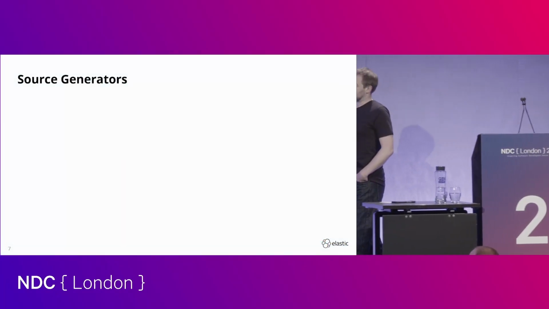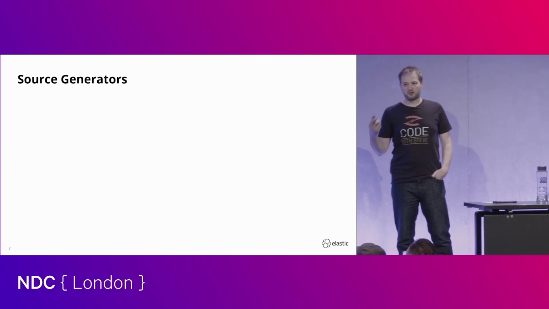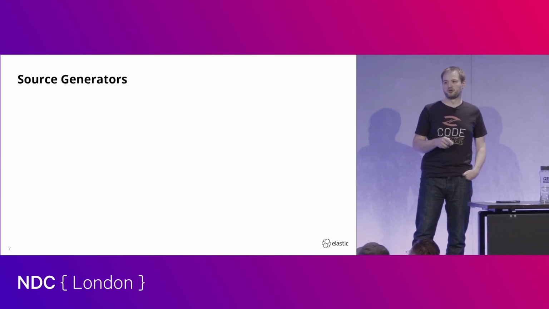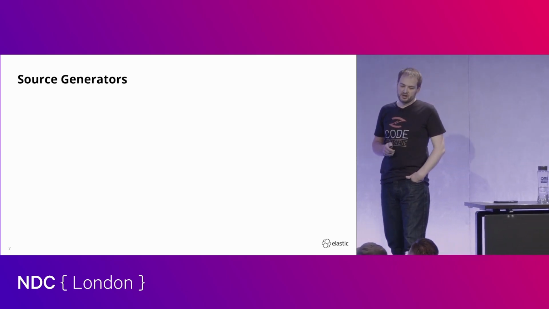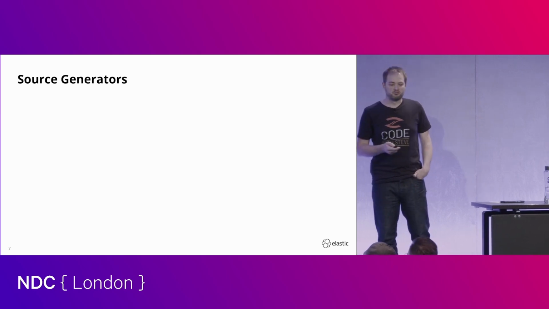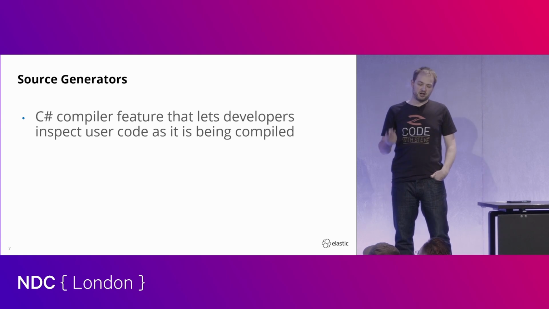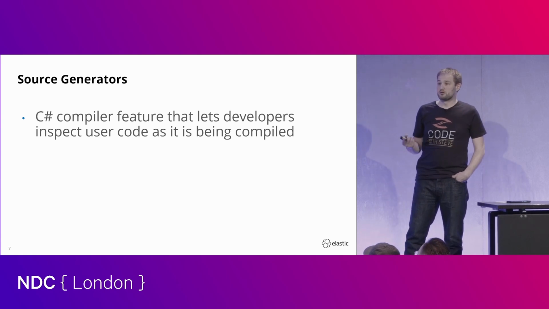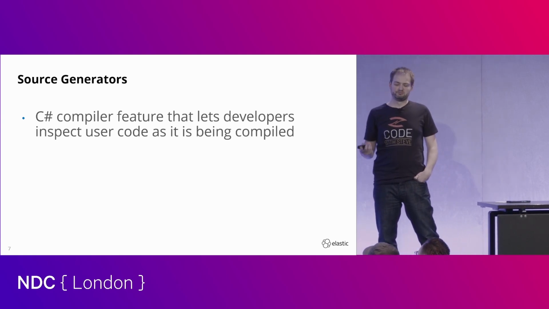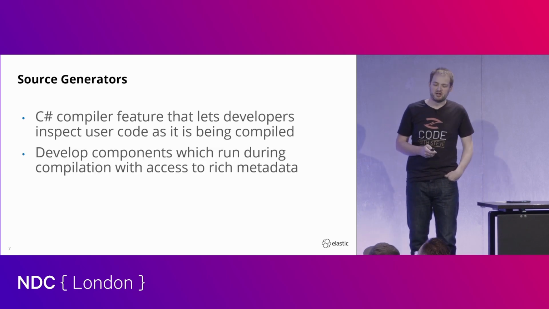Something more exciting, more recent, is source generators. This isn't a full talk on source generators. There was one this morning on incremental source generators. But just to summarize, if you haven't heard much about these, they are a C# compiler feature that lets developers inspect user code while it's being compiled. You might think, well, do I care about that? Why would I want to know about that?